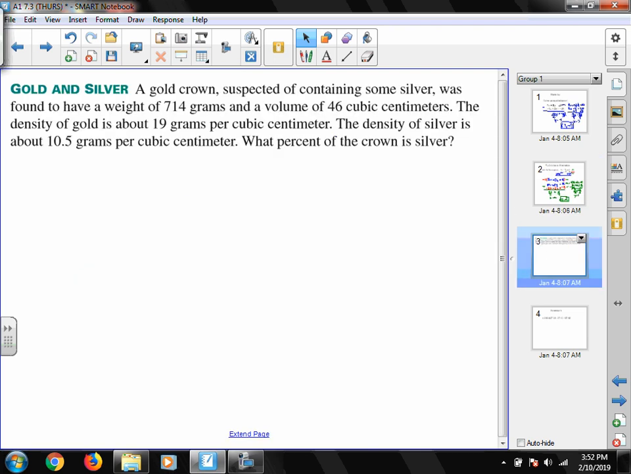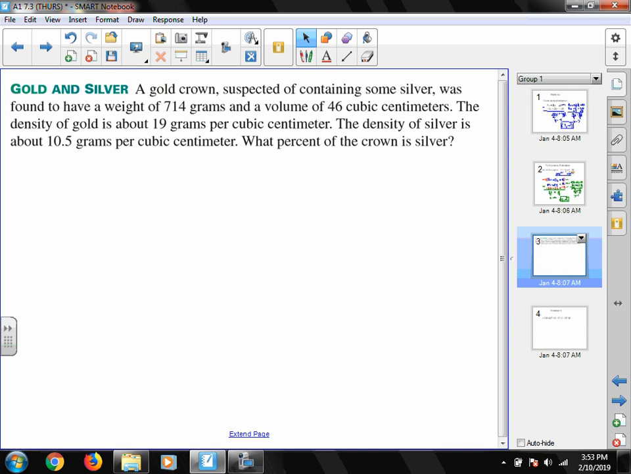Now, everybody's favorite story problems. We have a gold crown suspected of containing some silver, was found to have a weight of 714 grams and a volume of 46 cubic centimeters. The density of gold is about 19 grams per cubic centimeter. The density of silver is about 10.5 grams per cubic centimeter. We want to figure out what percent of the crown is silver.